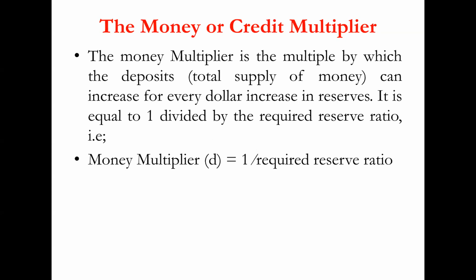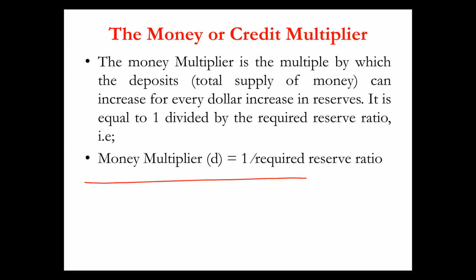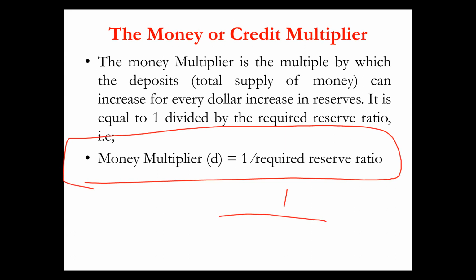Observe that I'm using the local currency, kwacha. So the multiple by which the deposits, that is to say the total supply of money, can actually increase for every increase in reserves is what is called the money multiplier, okay? It is equal to 1 divided by the what? By the reserve ratio. So this is how you find the money multiplier. You just say 1 divided by the what? By the reserve ratio, 1 over the reserve ratio, okay?